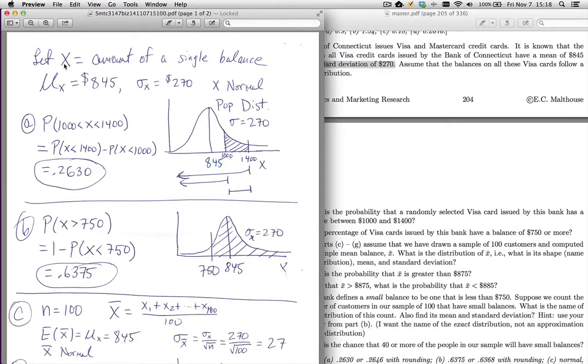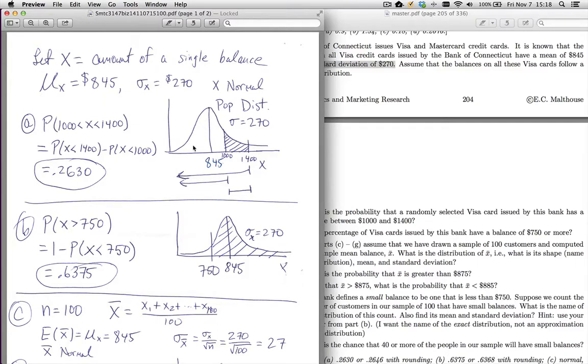So we're going to have X as a single credit card balance. So if I draw one person from the database, look at their balance, that is an X. Now we're told the mean of an X is $845. The standard deviation of these balances is 270, so sigma sub X. Now again, the reason these are mu's and sigmas is because it's coming from a census. Had this problem said something like we had a sample of several hundred credit cards, then this would be an X bar and an S. All right, but since it's from a census, these are parameters, they're mu and sigma.